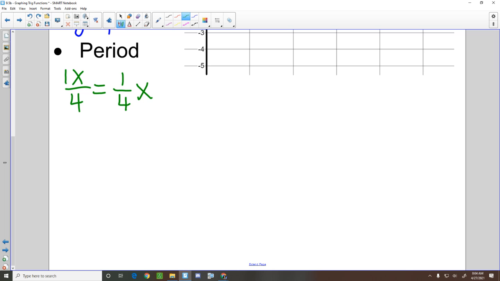So we're going to use 1/4 as b. That's the frequency.